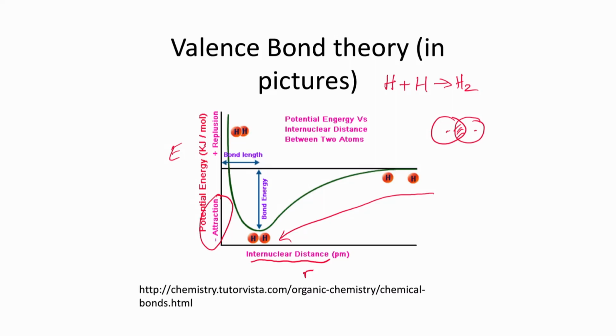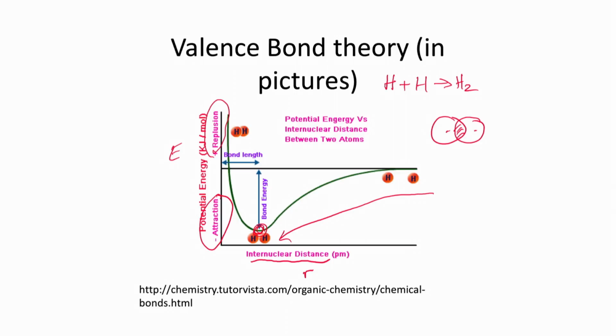If I bring them even closer together, then I have a problem. Now I start to get repulsions between the electrons, and that's going to cause the energy to shoot back up. That's where this repulsion comes in, and that's unfavorable, so the energy goes upwards again. So this point right here represents the best possible situation. This is considered the minimum energy, or lowest energy.